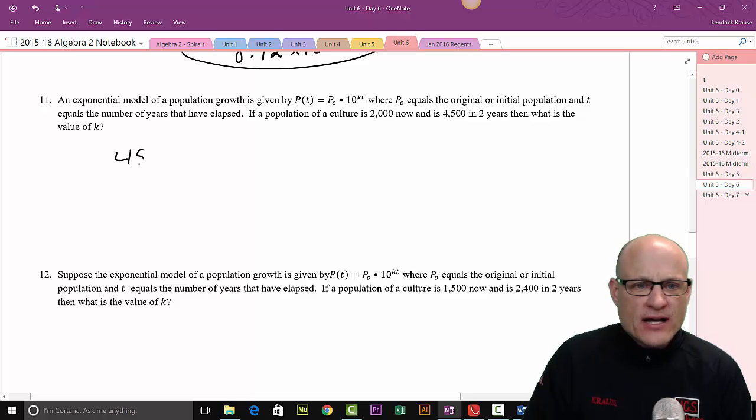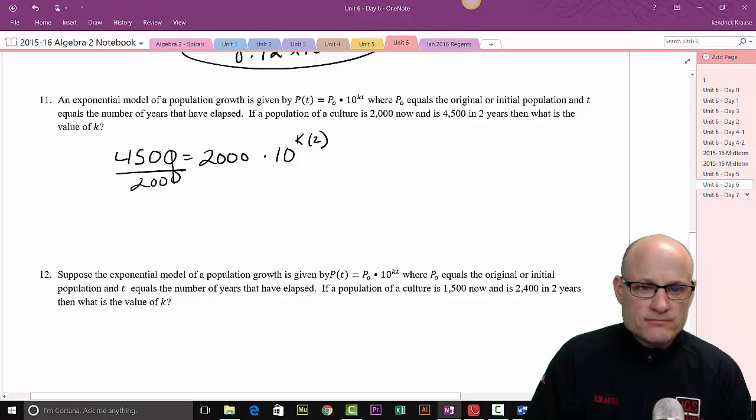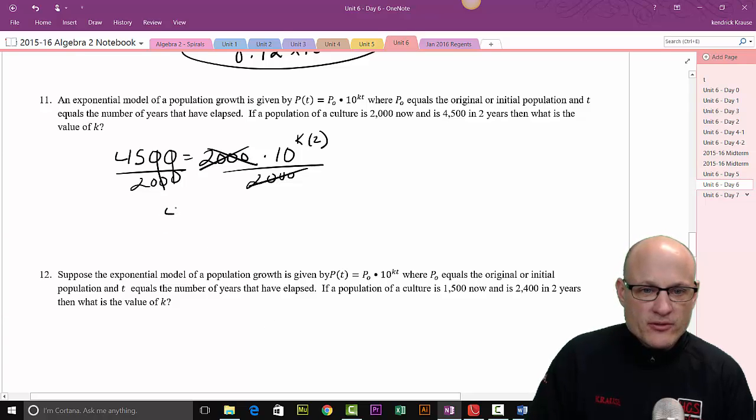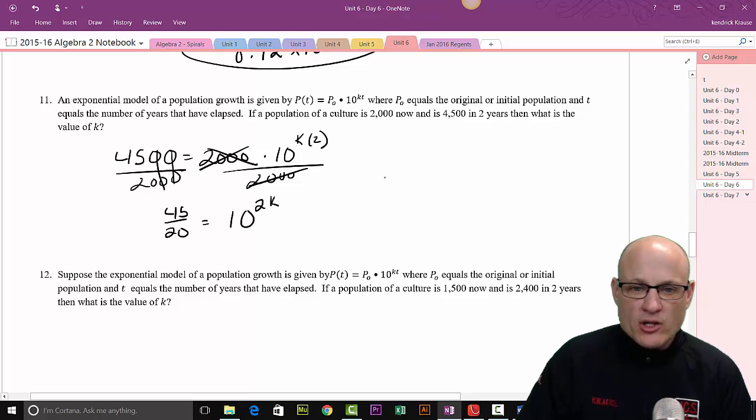So 4500 equals 2,000 times 10 to the K times 2. Divide this by 2,000. So let's see, 45 over 20 is equal to 10 to the 2K. Now we're going to log both sides. It's all about the base. So it's log base 10.